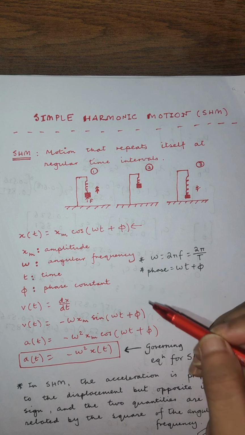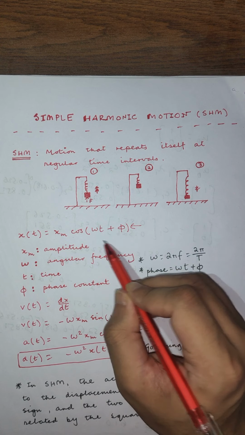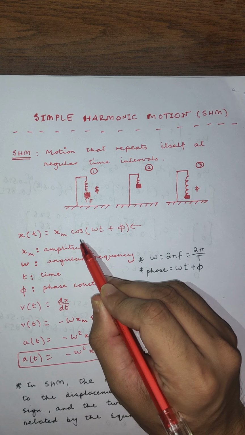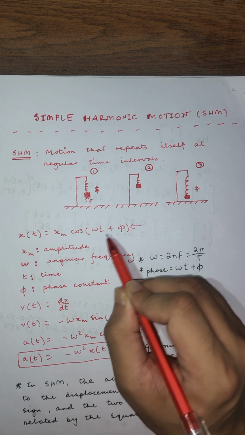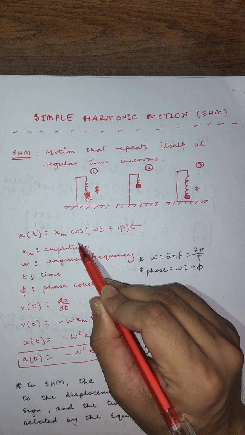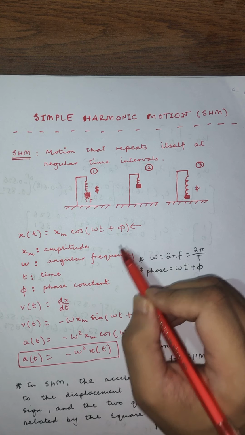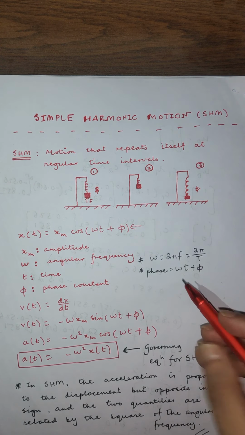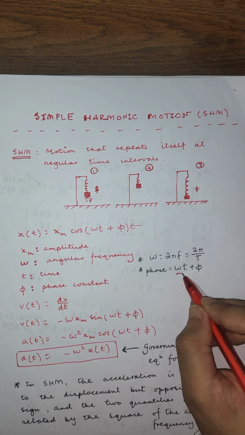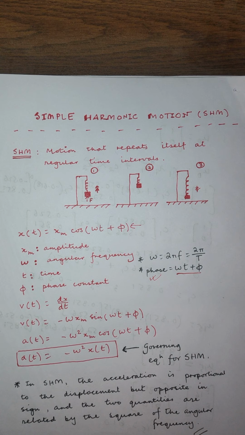Note that the argument of the cosine function, by argument of the cosine function, I mean omega t plus phi. So the argument of the cosine function is omega t plus phi. This omega t plus phi is called the phase.